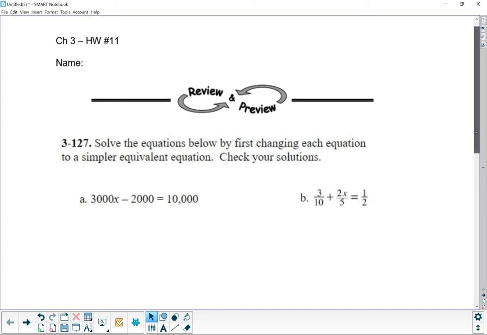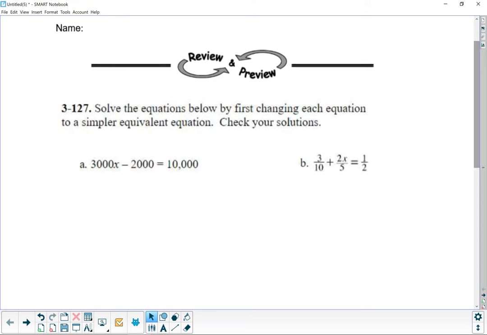Number 127. Solve the equations below by first changing each equation into a simpler equivalent equation and check your solutions, right? So notice on A that these numbers are pretty big, which means that you can probably do something to make them smaller. I would suggest count how many zeros. The first term has 3 zeros, 3 zeros, and 4 zeros, but in reality, that last piece it's a 10 with 3 zeros, just like the first two. Right? So I think they all have 3 zeros in common. So I'm going to go ahead and say we can divide both sides by 1,000 or 3 zeros.